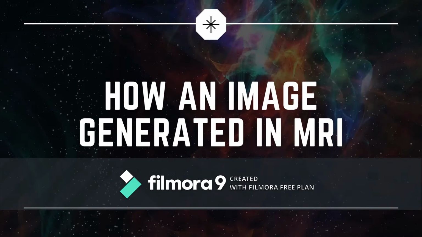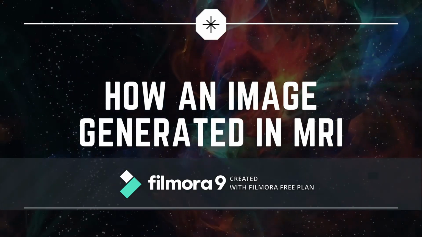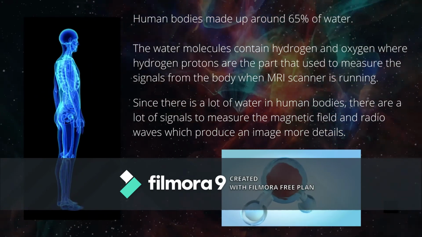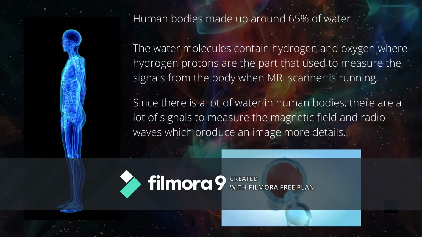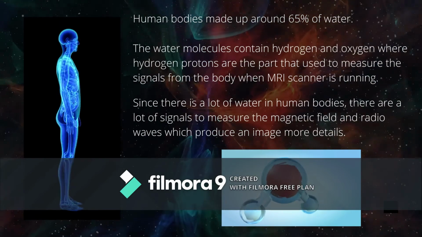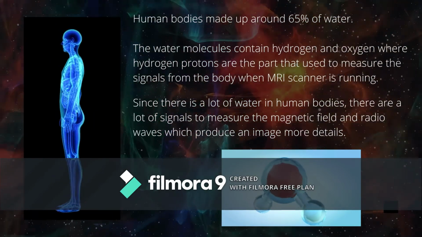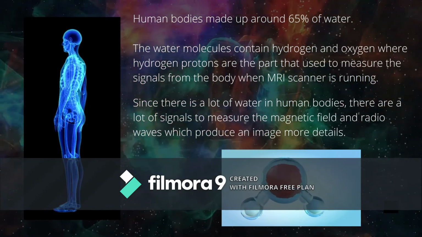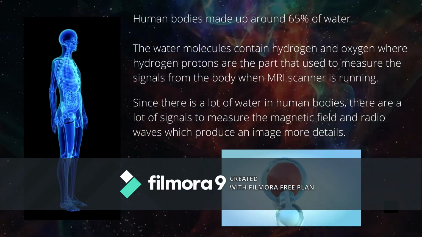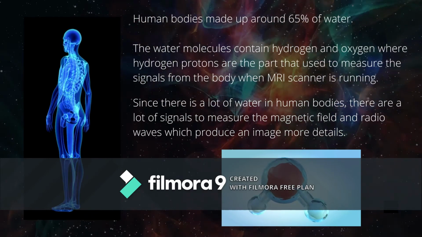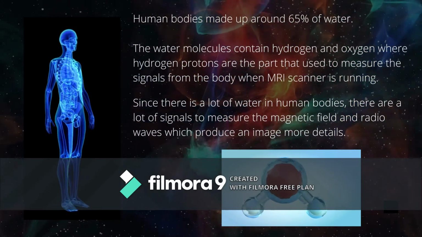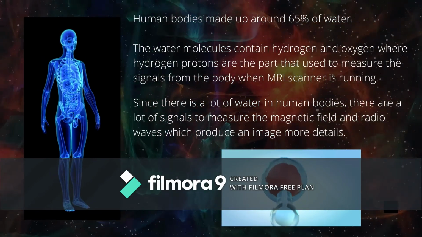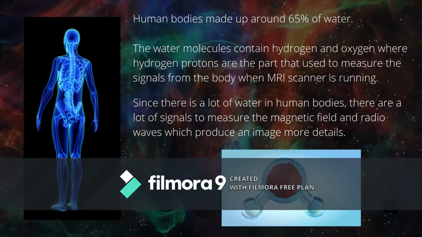How is an image generated in MRI? Human bodies are made up of around 65% of water. The water molecules contain hydrogen and oxygen, where hydrogen protons are the part that is used to measure the signals from the body when the MRI scanner is running. Since there is a lot of water in human bodies, there are a lot of signals to measure the magnetic field and radio wave, which produce an image with more details.